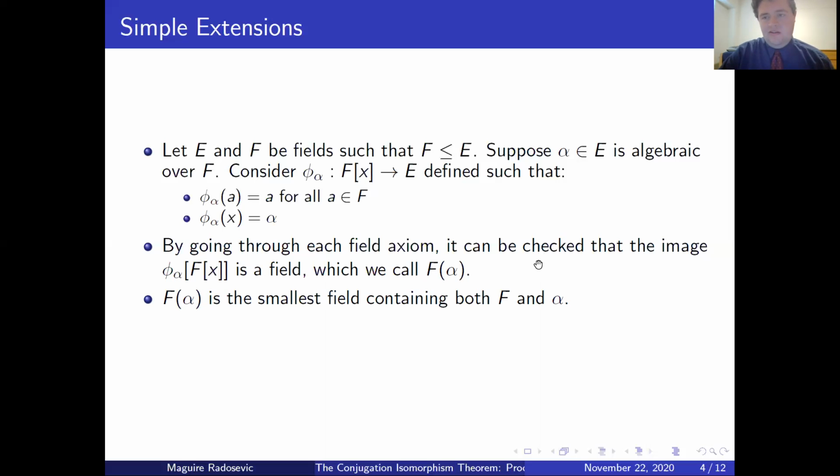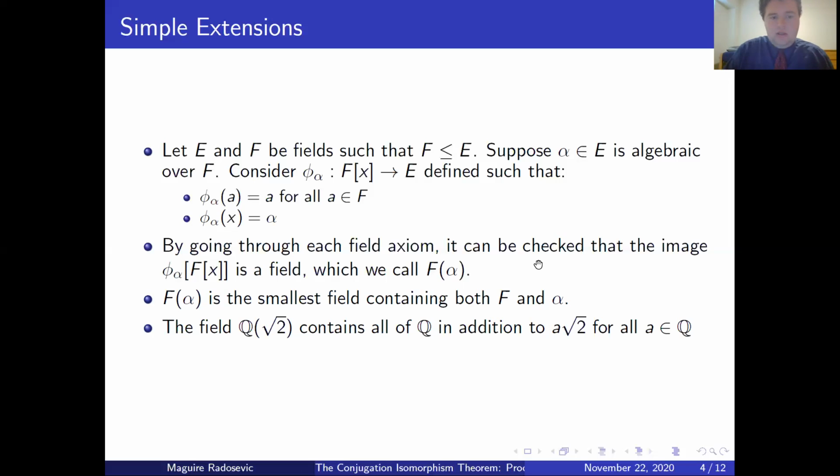So what that means is, if you think about how fields are constructed, it's going to include everything in F, and then it's going to include all of those products of alpha and powers of alpha with all of those elements of F, so we can make sure that we have closure in the field. An example of this would be, we could take the square root of 2 and we could adjoin it to the field of rational numbers.